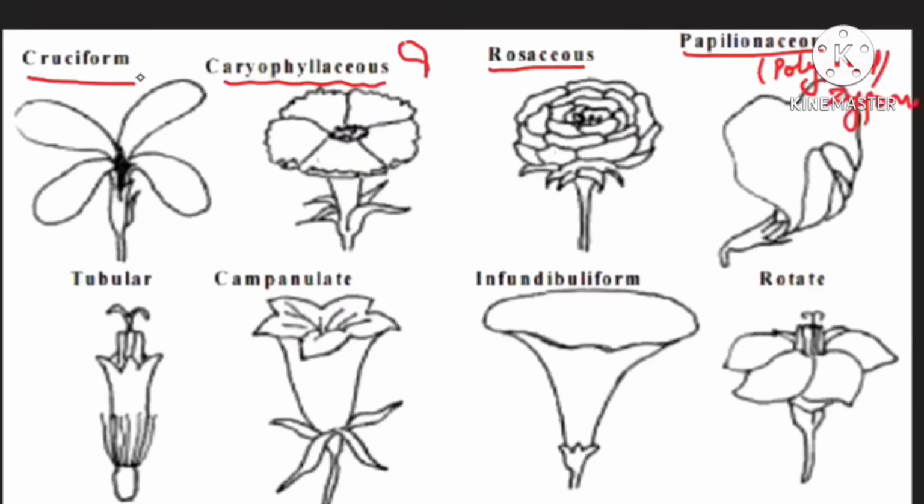Okay, zygomorphic, in which this is your standard, wings and two keel. Then this is your gamopetalous, tubular form, disc floret of sunflower. Campanulate, bell-shaped. Infundibuliform, that is funnel-shaped. And rotate, like wheel-shaped. Is it clear?